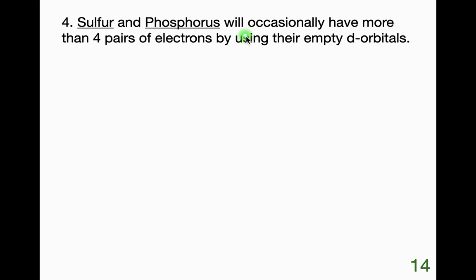Sulfur and phosphorus will occasionally have more than 4 pairs of electrons by using their empty d orbitals. This is called an expanded octet. So let me show you a couple of examples of that.